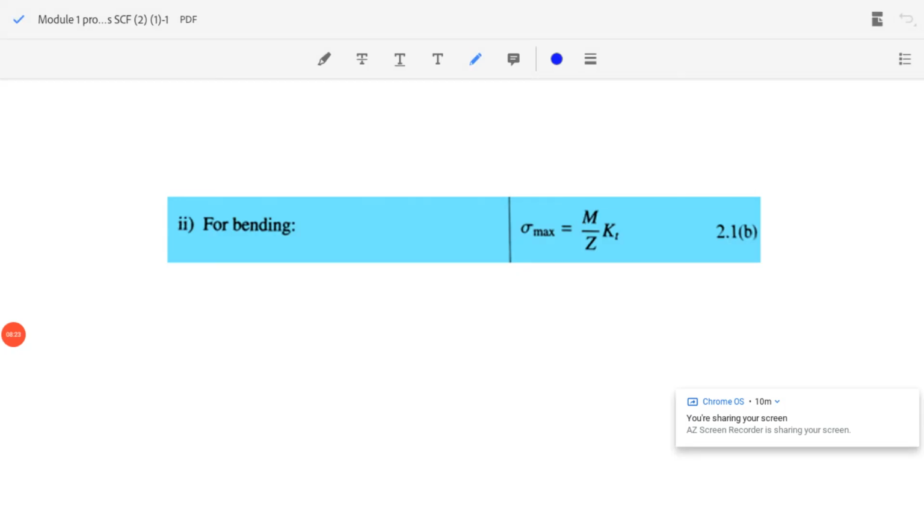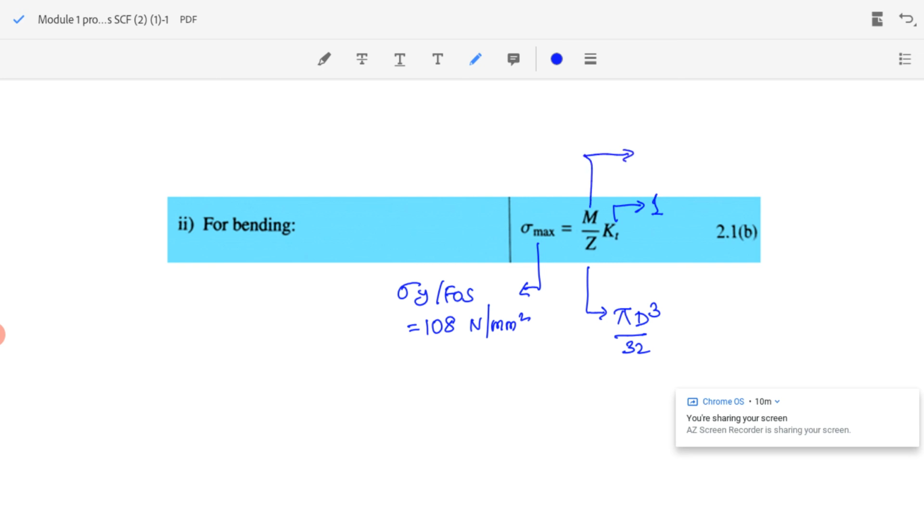Now we'll substitute in our equation. We have already found the value sigma max equal to sigma y by factor of safety, equal to 324 by 3 equal to 108 Newton per millimeter square. Z we have found from the table, for circular shaft it is pi d cube by 32. Further Kt equal to 1, we are neglecting the stress concentration factor. M is the maximum bending moment at point C, equal to 0.96 into 10 power 6 Newton millimeter, from which I can find the shaft diameter.